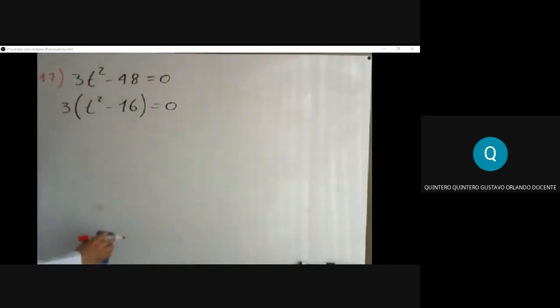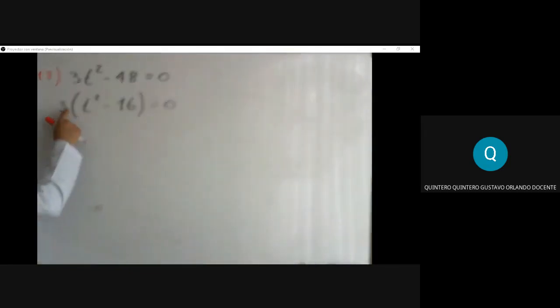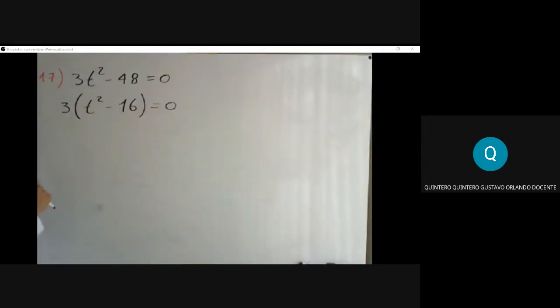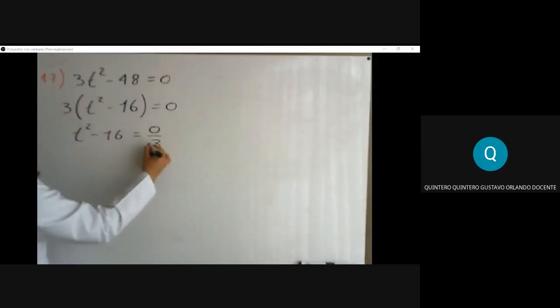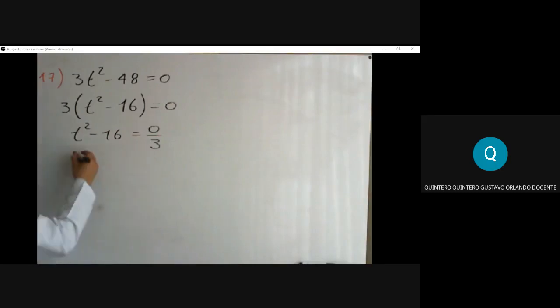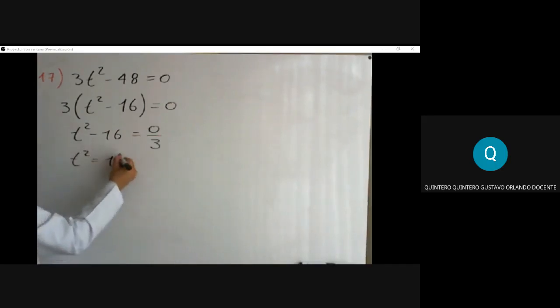Another analysis one can do is the following. 3 is multiplying something. And since we want to isolate the variable t, what we can do is just pass everything else to the other side. The 3 is multiplying, you're going to pass it to divide. So t squared minus 16 is going to be equal to 0 over 3. And how much is 0 divided by 3? 0 divided by 3 is 0.